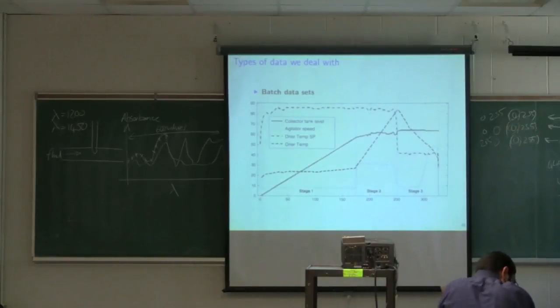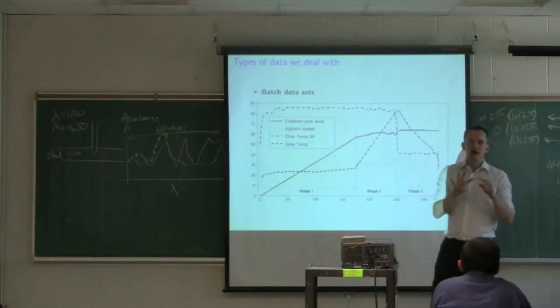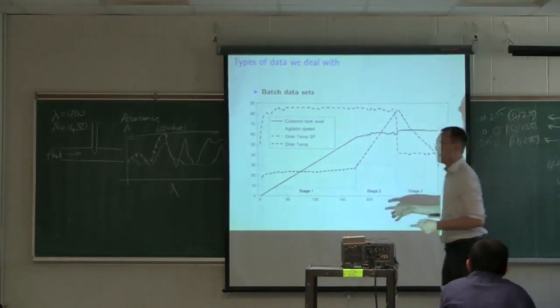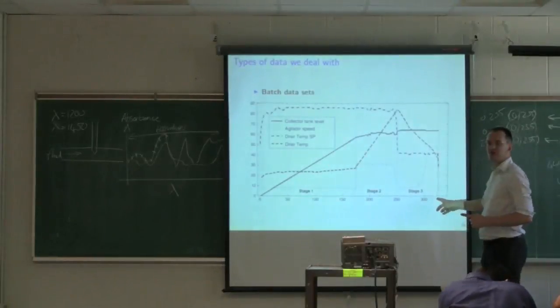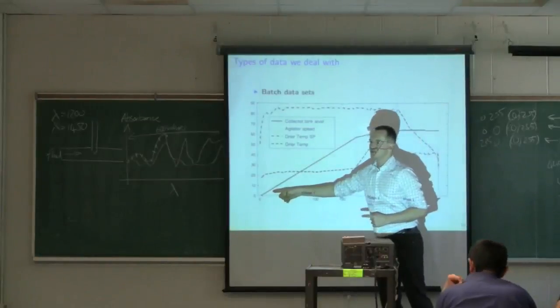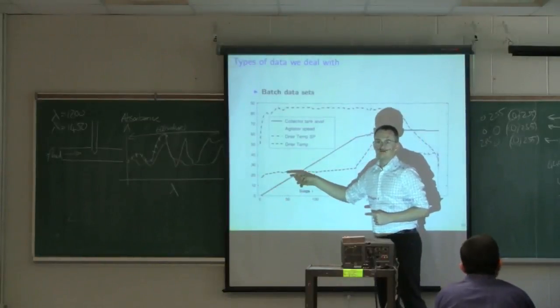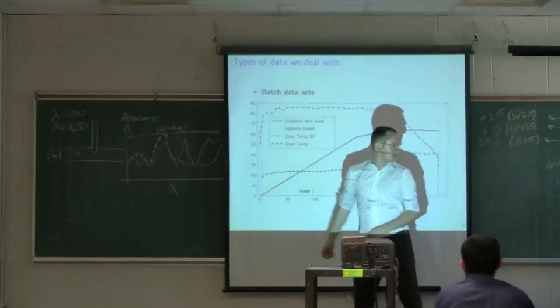Okay. So let's assume we've got these four tags and we're sampling the value of each tag every minute. By the end of the batch, 325 minutes have elapsed. We have 325 samples for every tag. So our matrix looks as follows. This is crazy.